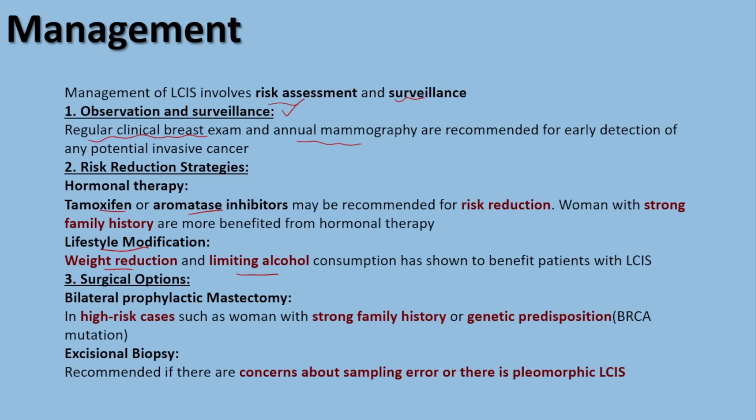We also have surgical options, and the first one is bilateral prophylactic mastectomy, which is usually done in patients who are at high risk. For example, a patient who has a strong family history of breast cancer, or patients who have a genetic predisposition, for example BRCA1 and BRCA2 mutation. Also we can have excisional biopsy, and this is usually done if the sampling has error in it. And note that in the case of lobular carcinoma in situ, we have a high occurrence of sampling error, or if there is a pleomorphic lobular carcinoma.